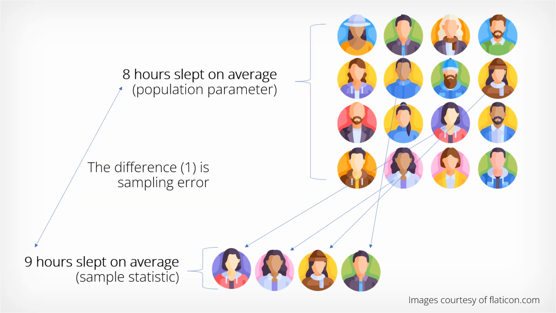For example, suppose that American college students sleep 8 hours per night on average. That's our population parameter. But suppose when we draw this sample of 4 individuals, they report that they sleep 9 hours per night on average. This difference between the statistic and the parameter is sampling error.